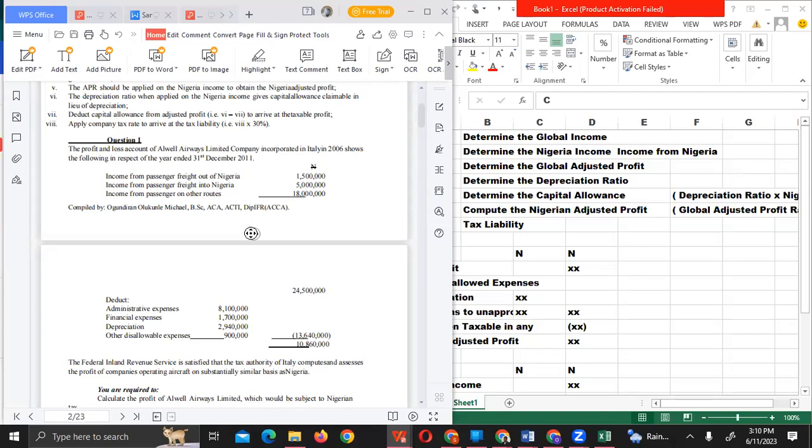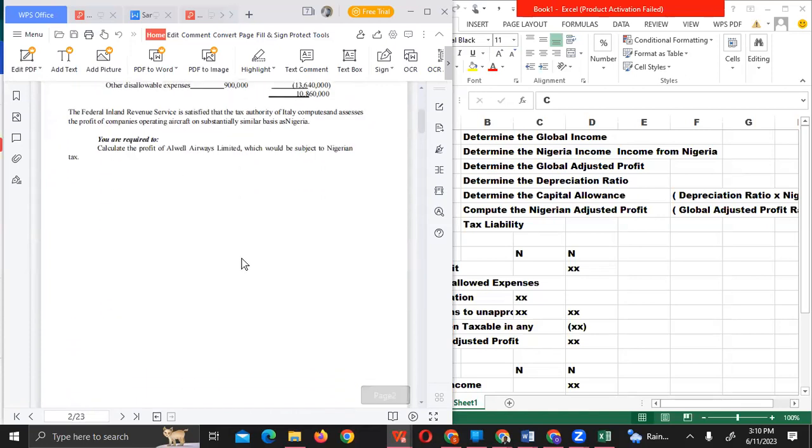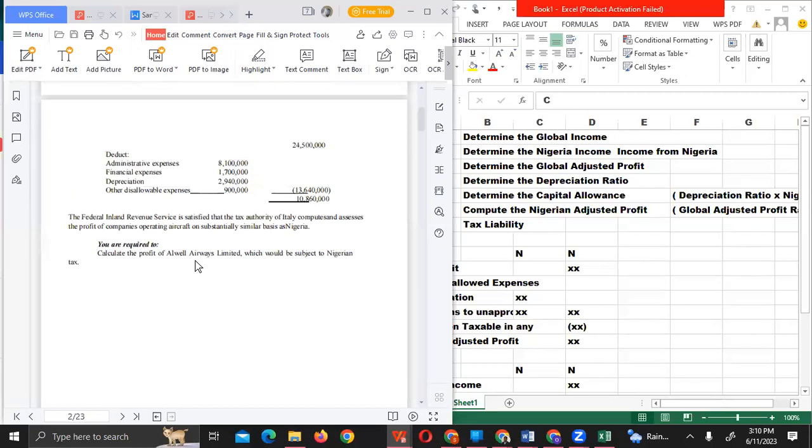computed and assessed the profit of companies operating aircraft on a substantially similar basis as Nigeria. You are required to calculate the profit of Airwell Airways Limited, which will be subject to Nigerian tax. You have to scroll down. Right, so we can start, right? Yes. Now, let's start first.